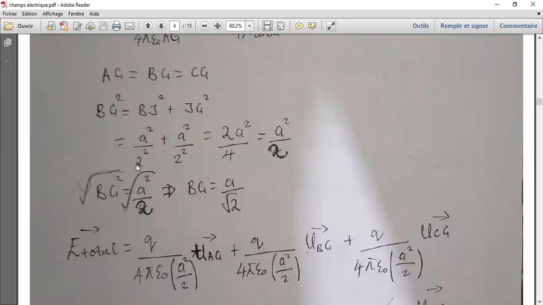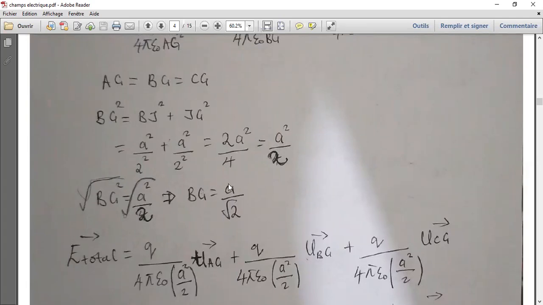So it will be A squared divided by 2 squared plus A squared divided by 2 squared. The denominator will be 4, and A squared plus A squared gives you 2A squared. If I simplify it, it will be A squared divided by 2. Since I have BG squared, I will just square root it, and I'll have BG equal to A divided by square root of 2. So this is the BG.